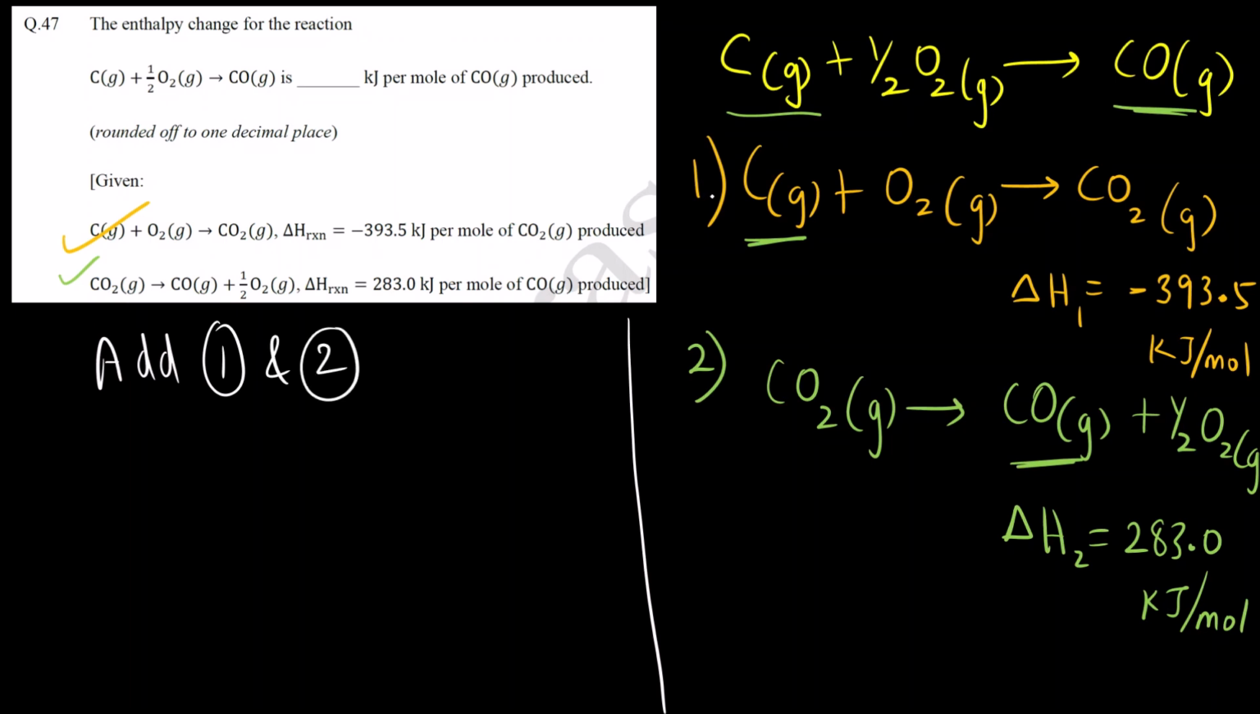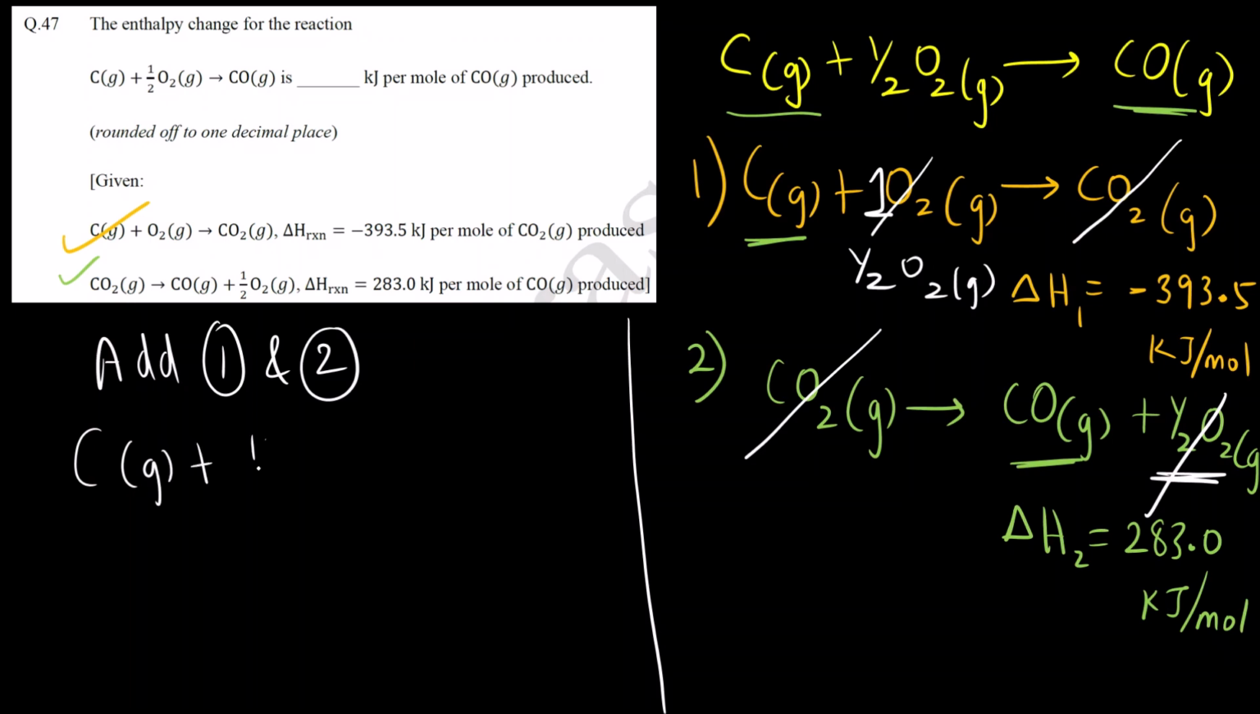If you add 1 and 2, you can see CO2 gas on the reactant and product side is common, so we can cancel that. Here there is half O2, here there is 1 O2, so this also we can cancel, and here only half O2 will be remaining. So what we are left with is carbon gas plus half O2 gas, and on the product side we are left with only carbon monoxide gas.